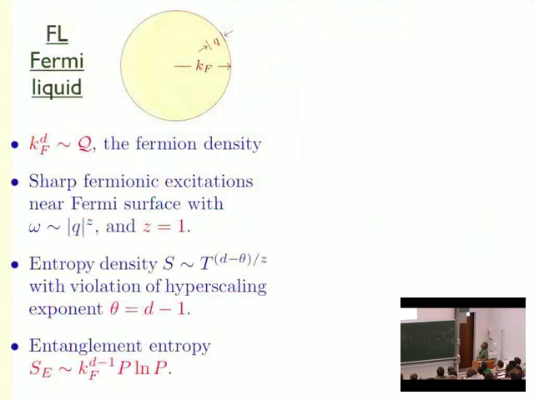So here's the summary. I'll just stop here. This is your one sheet summary of everything you need to know about a Fermi liquid: it obeys the Luttinger relation, it has z equals 1, the entropy vanishes linearly with temperature, and the entanglement entropy behaves like this. That's all we're going to need. And we're going to now compare these sets of results with holography next time. Thank you.